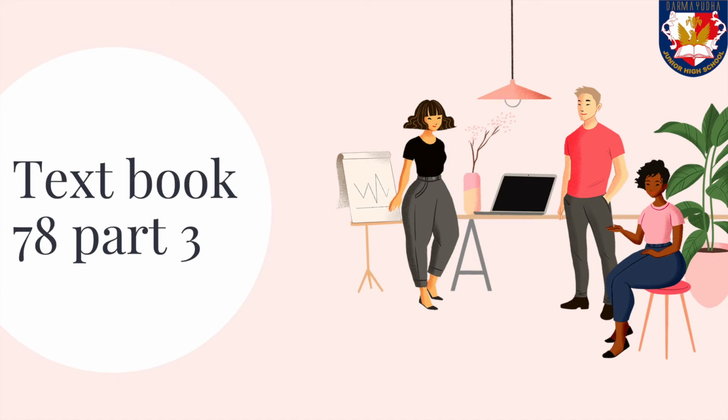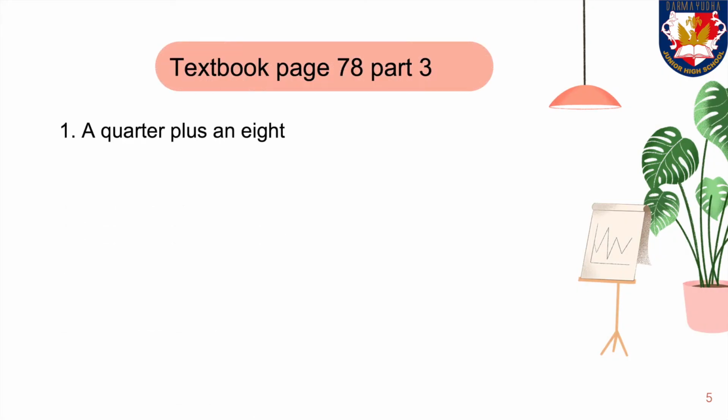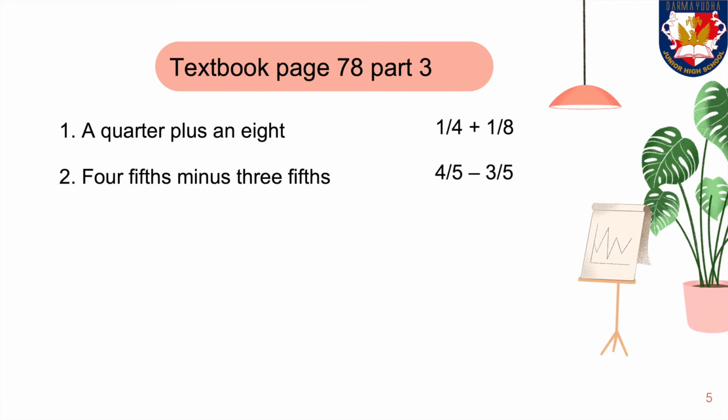Now let's open textbook, page 78, part 3. We will discuss the answer together. Textbook, page 78, part 3. Number 1, a quarter plus an eighth. Number 2, 4/5 minus 3/5. Number 3, 5 plus 55.